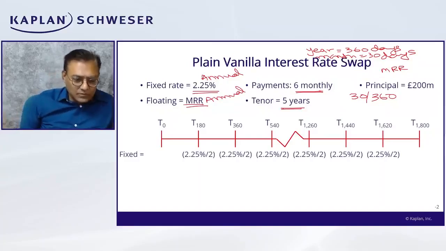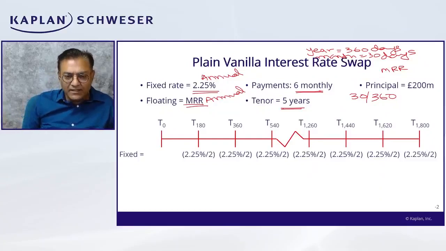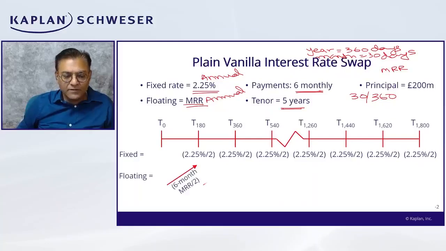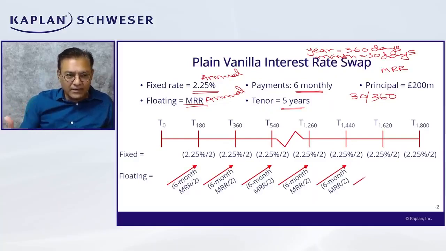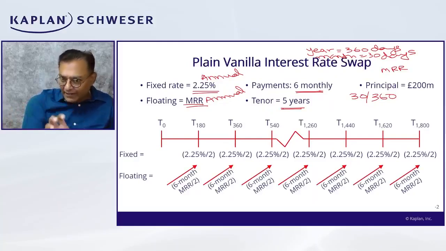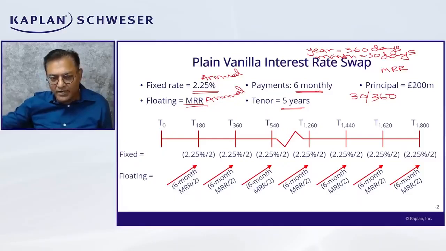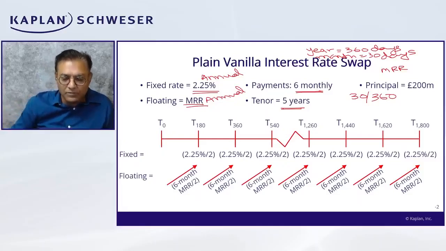So because it is 2.25% per year, we simply divide by 2, simple algebra there, and we say that 1.125% of the notional is paid by the fixed rate payer. What about the other side? Well, the fixed rate payer will receive the floating rate, and they will look at the 6-month MRR. Again, 6-month MRR is still quoted in annual terms. You need to divide it by 2.